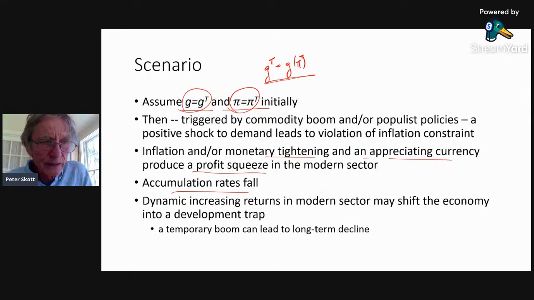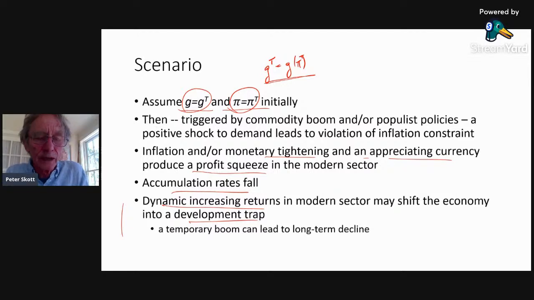So now you get deindustrialization happening as a result of either the commodity boom or just the populist policies. It's easy, if you include some dynamic increasing returns to scale in the modern sector, to construct development traps. There are lots of models of that, and it's not hard to construct them, and they're relevant. And what it means is that as a result of this commodity boom or populist policies, falling accumulation rates, you may actually get the modern sector shrinking, so that you fall into the development trap.